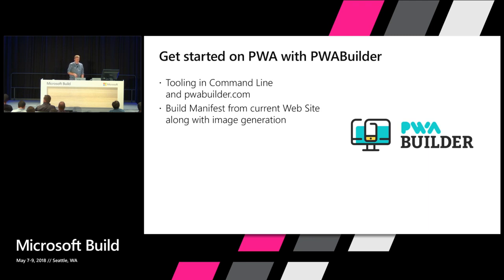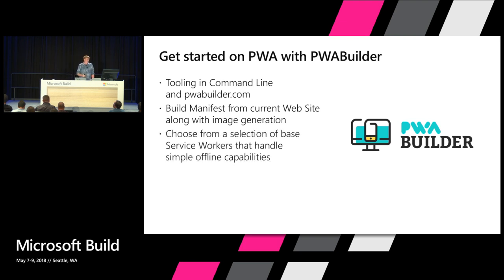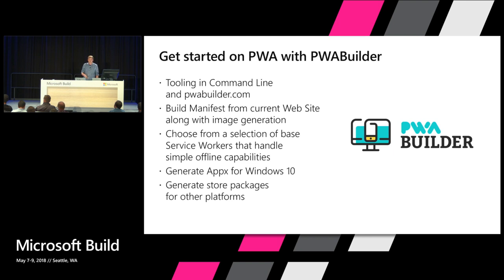We will help you build a manifest. So if you don't have a web manifest yet, we can help you do that along with images. We have a collection of base service workers that you can start from. So some of the code that I pulled before was from our service workers. And then we'll generate an AppX for you for Windows 10 and even help you generate wrappers for other platforms that don't auto-submit to the store for their PWAs.